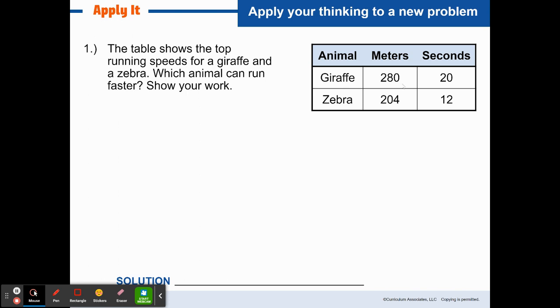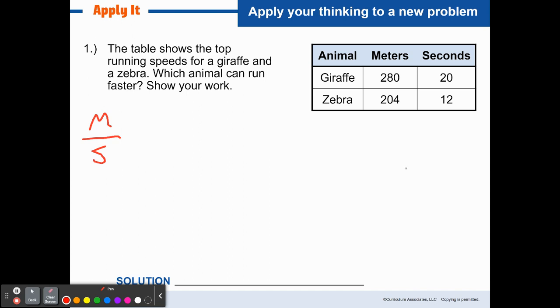Giraffe, zebra, meters per second, meters per second. All right. We don't have to convert anything here. Yay. So, we want to know which one runs faster. Now, we can find different rates, right? We could do meters per second, seconds per meter. I'm going to do meters per second.